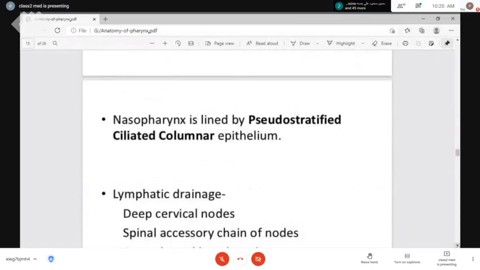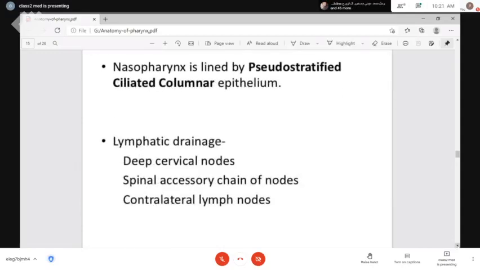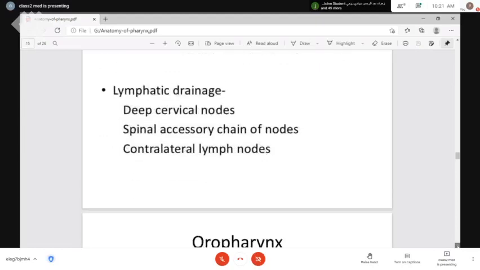The nasopharynx is lined by pseudostratified columnar epithelium. What is the lymphatic drainage of the nasopharynx? Lymphatic drainage is to the deep cervical lymph nodes, the spinal accessory chain of nodes, and the contralateral lymph nodes.